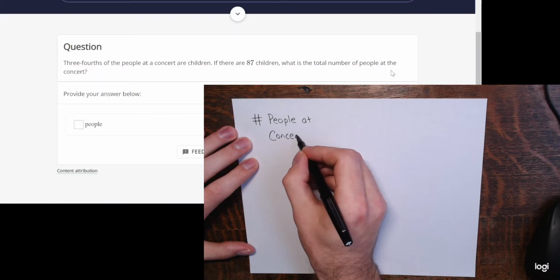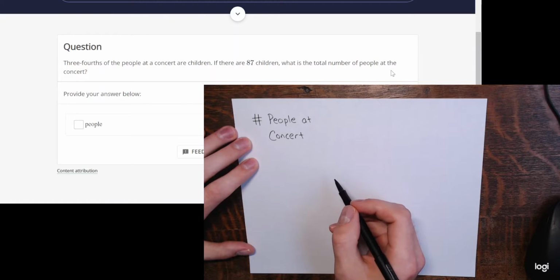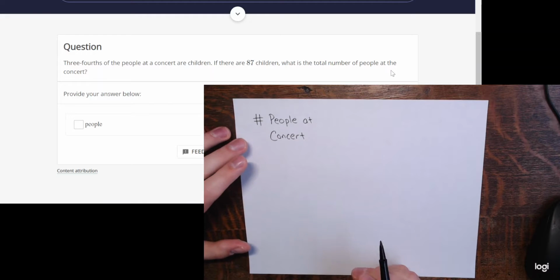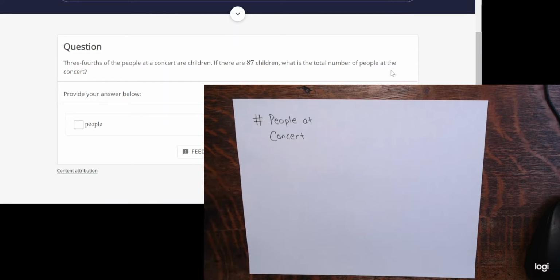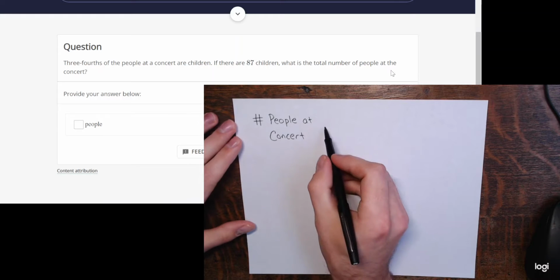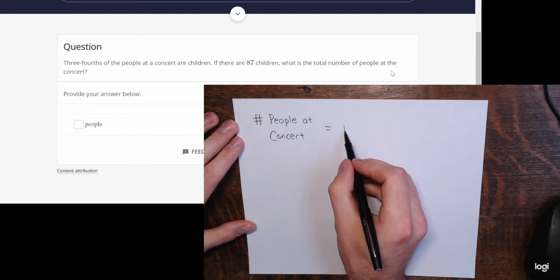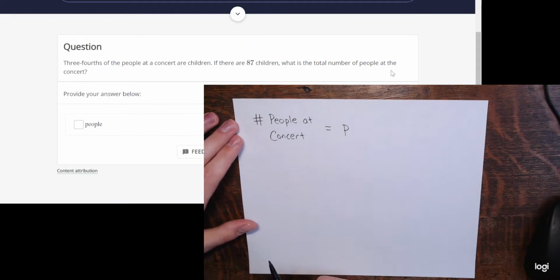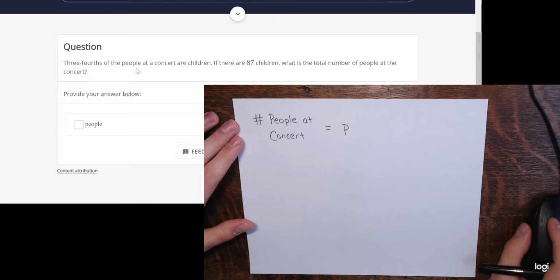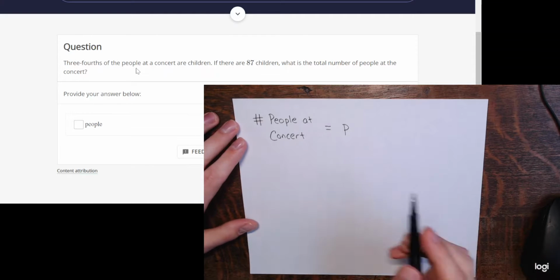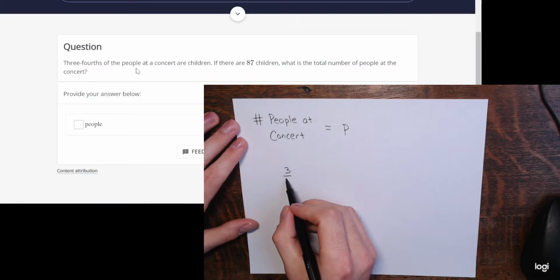I'm hoping you can read my writing there, and once I'm done setting everything up, I'll make the paper bigger and solve and answer the question. I'm going to call this P for people. Why not? You can call it X, Y, Z, whatever you want, as long as you understand what it represents. Now, the first statement is my sentence that I'm going to translate into an equation. It says 3/4 of the people. So 3/4 times P.